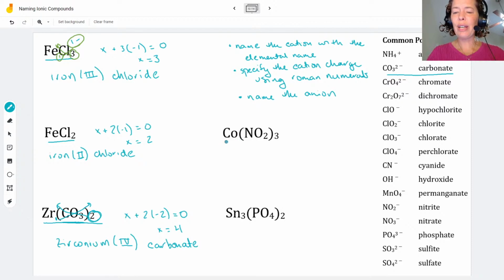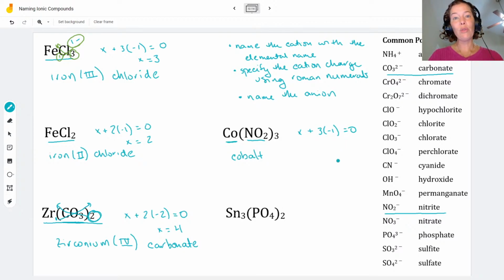Okay, let's go on to our next one. So Co is cobalt. And cobalt is atomic number, where did it go? 27. Again, you can see it's right in the middle of all those transition metals. We're going to have to specify its charge. So cobalt, I don't know what its charge is. I'm going to call that X. I need to identify my anion. This is NO2 right here. This is nitrite. You can see it has a charge of -1, but I've got parentheses. I have 3 of these.